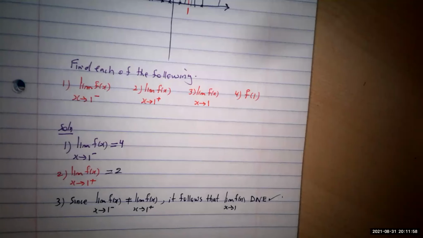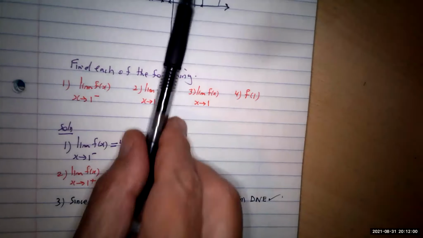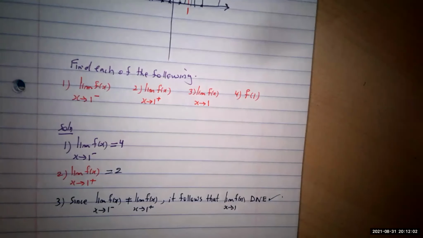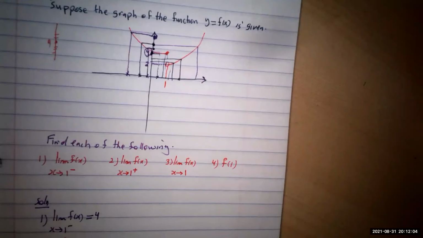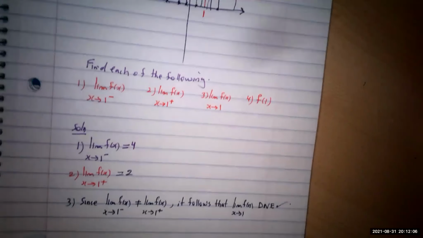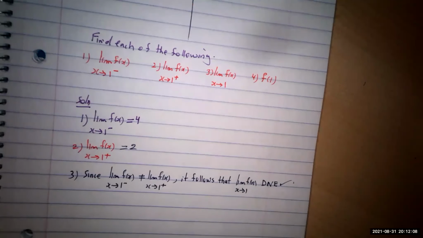You will see in a minute, I'll give you the formula. I'll give you the function, but I didn't want to give you the function now because I would like to get the graph. Can you read 3 again? Since the limit of f of x as x goes to 1 negative is not equal to the limit of f of x as x goes to 1 positive, it follows that the limit of f of x as x goes to 1 does not exist.